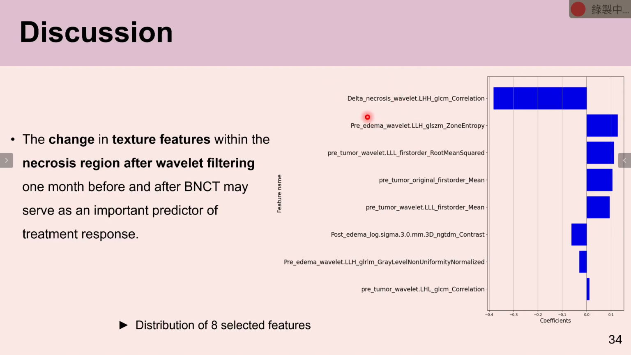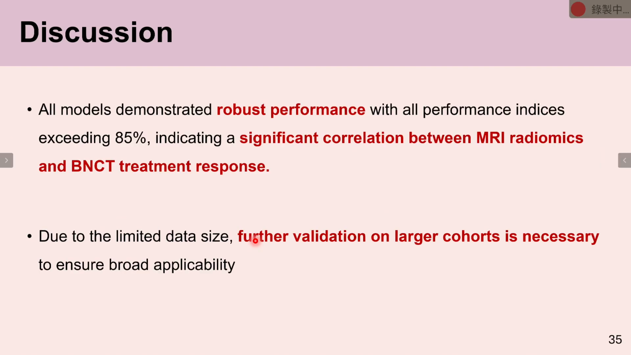And so you can assume from the results all models demonstrated robust performance with all performance metrics exceeding 85%, and it indicates a significant correlation between MRI radiomics and BNCT treatment response. However, due to our limited data size, further validation on a larger cohort is necessary to ensure broad applicability.